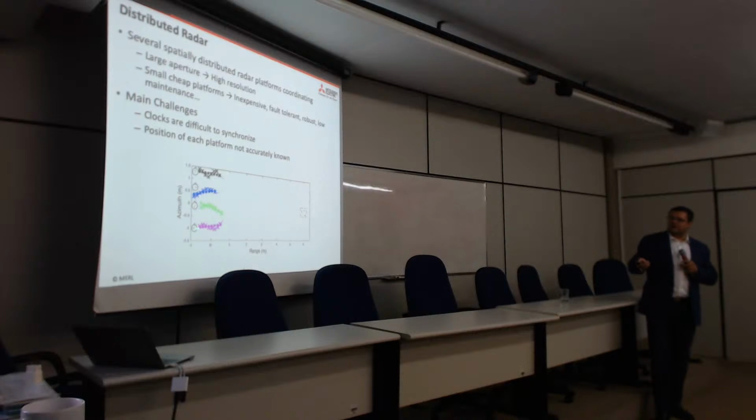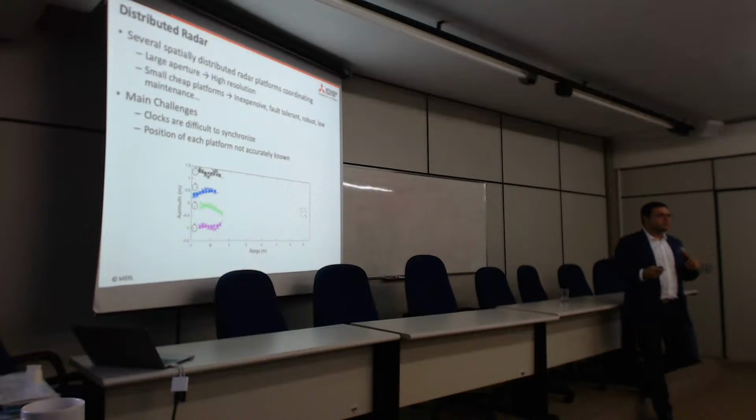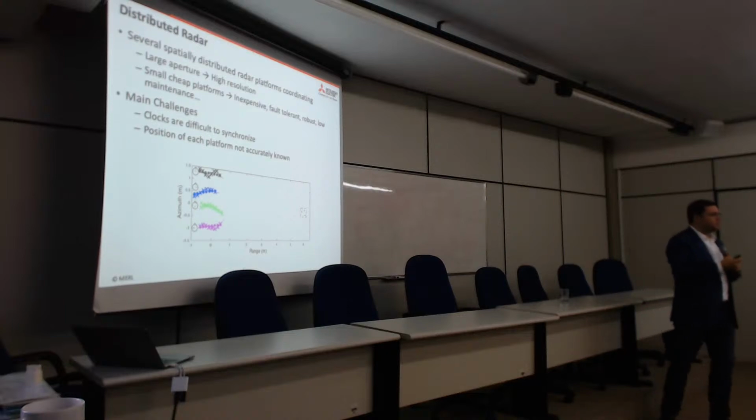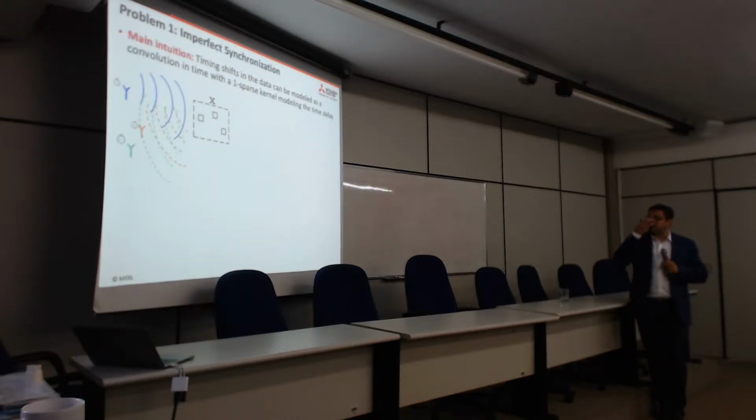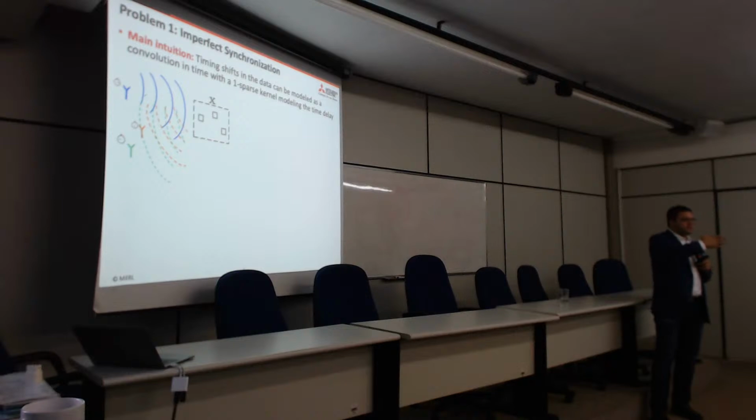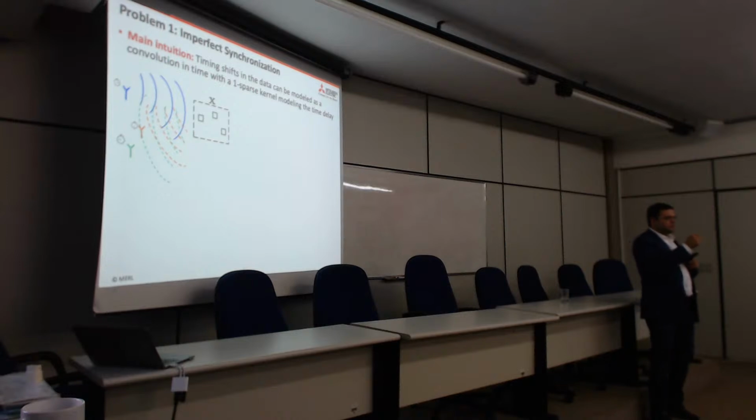So this is the drawback. By having a large array, you get a very big aperture, very high resolution potentially, but you need to spend a lot of effort synchronizing and knowing where your array is. So can you use computational methods to improve that? Let's look at the first problem, imperfect synchronization. The main intuition is that when you transmit something and you receive it, if the receiver clock is not fully synchronized with the transmitter clock, the receiver clock will timestamp it with a different time than it should be. So it will introduce a delay or an advance on what you think is your signal.